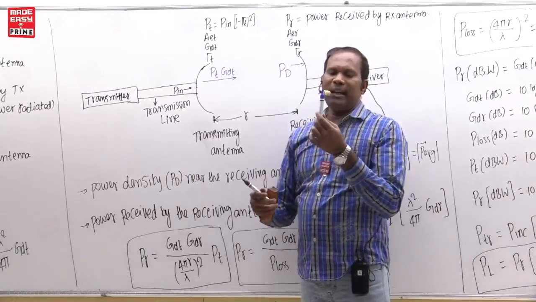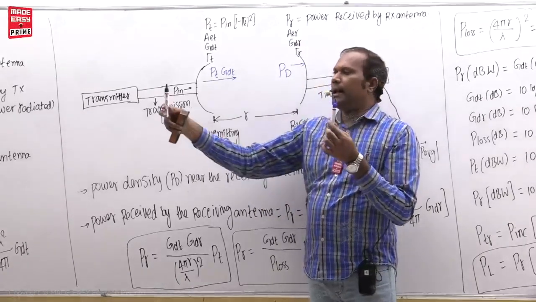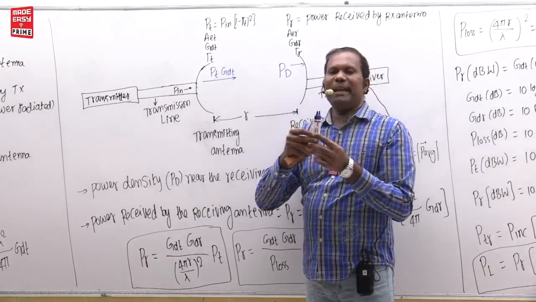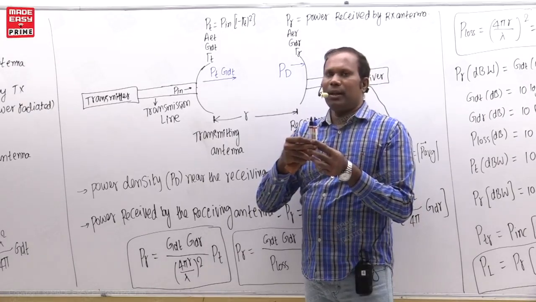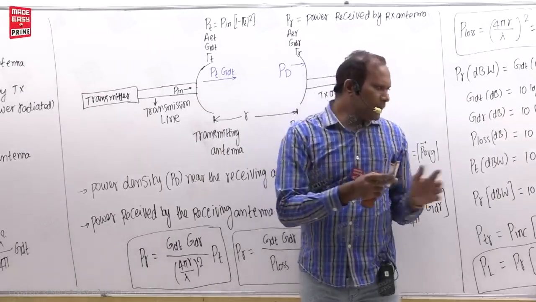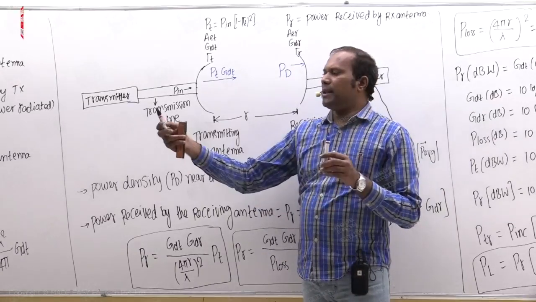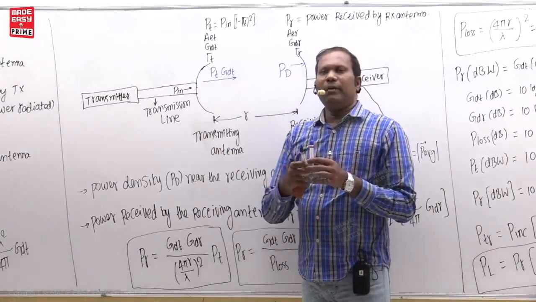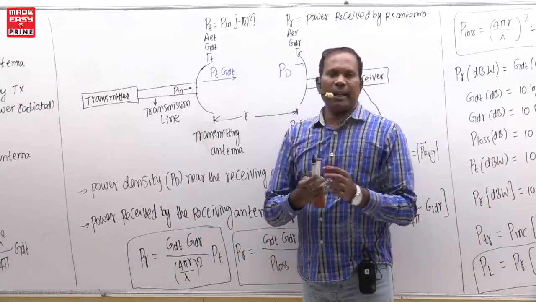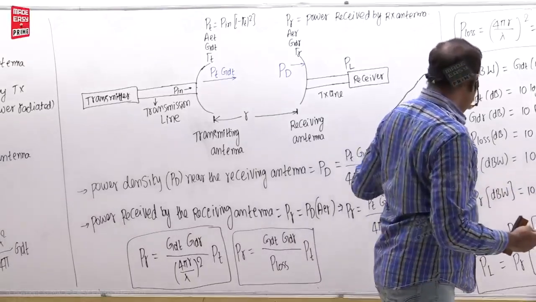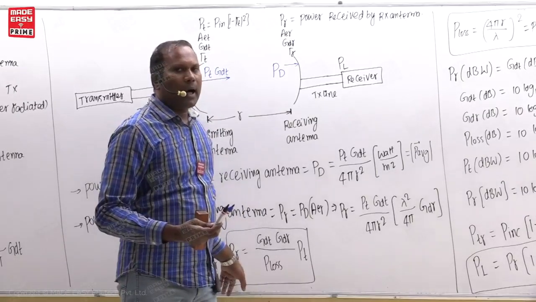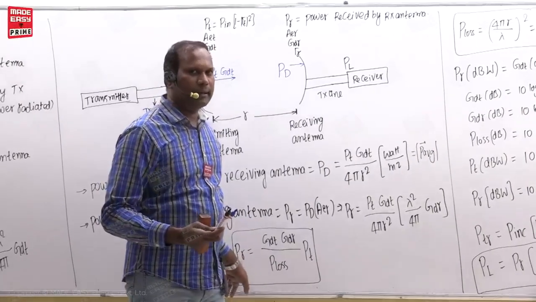For example, the receiving antenna electric field is like this, and the incident EM wave electric field direction is like this. Then theta p is 0, the mismatch angle is 0, and there is complete polarization matching. In this case, these formulas are valid. So whenever there is a mismatch between the polarizations of the receiving antenna and the incident wave, you have to multiply this PR, power received, with cos theta p whole square.